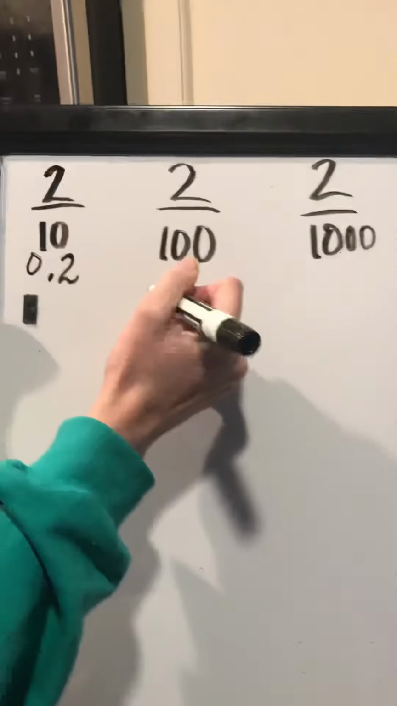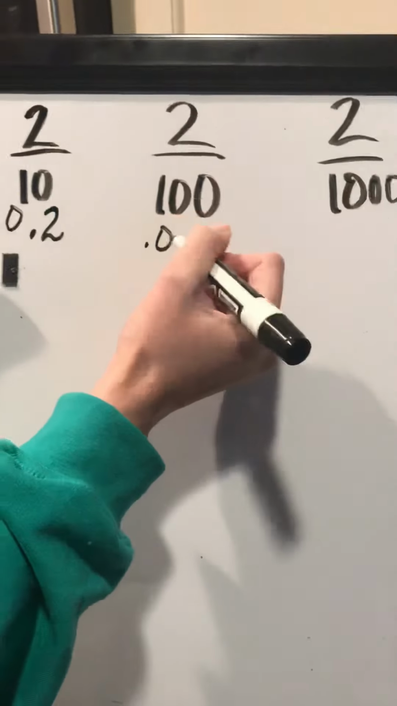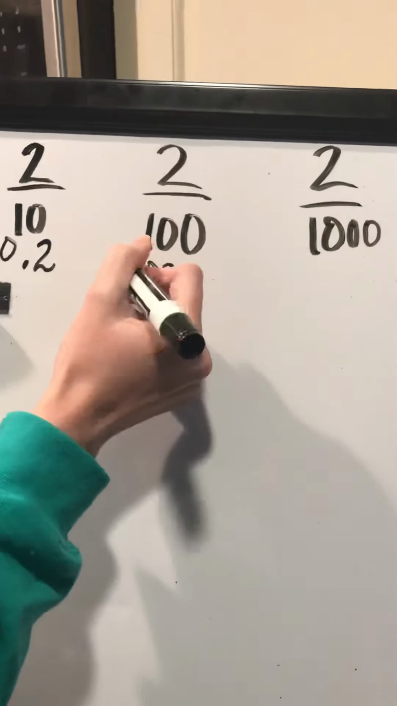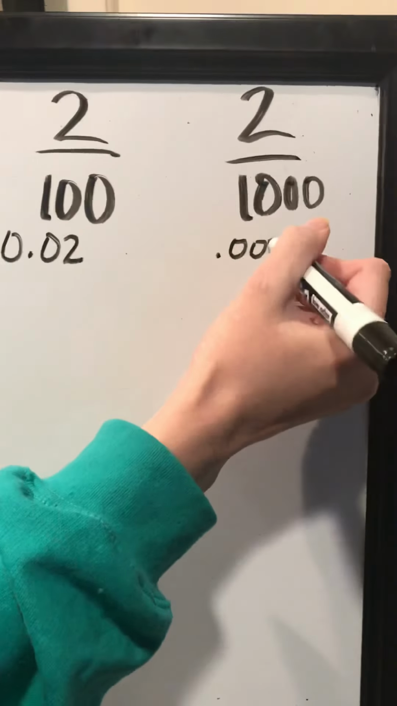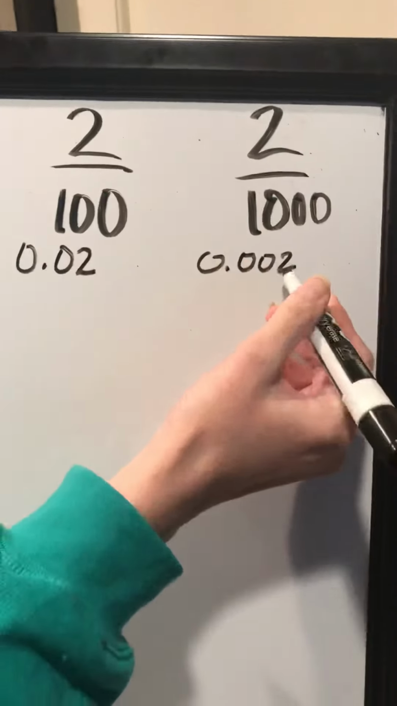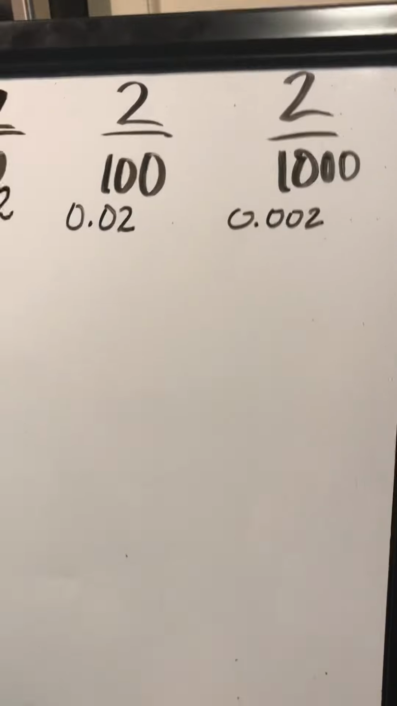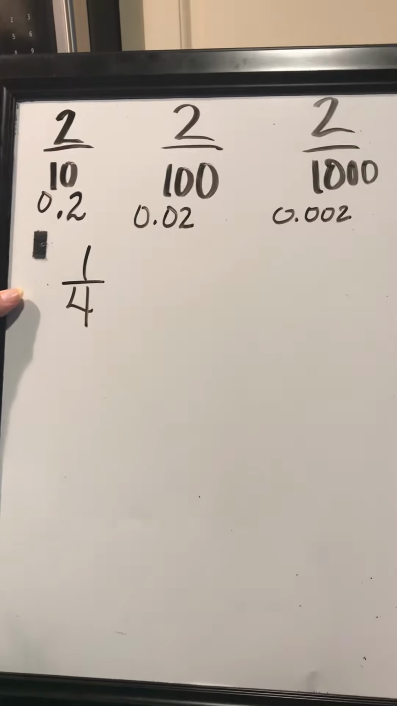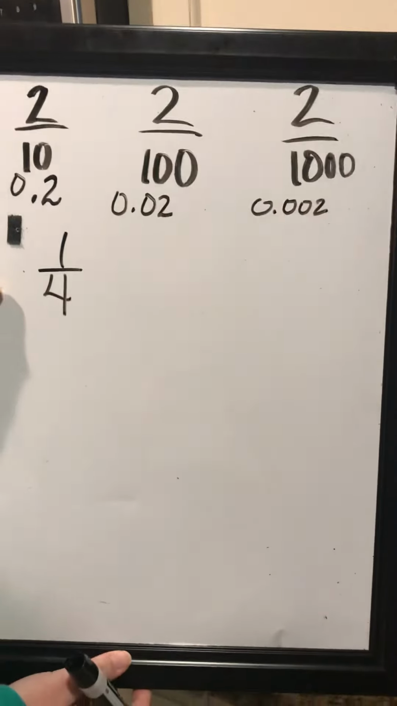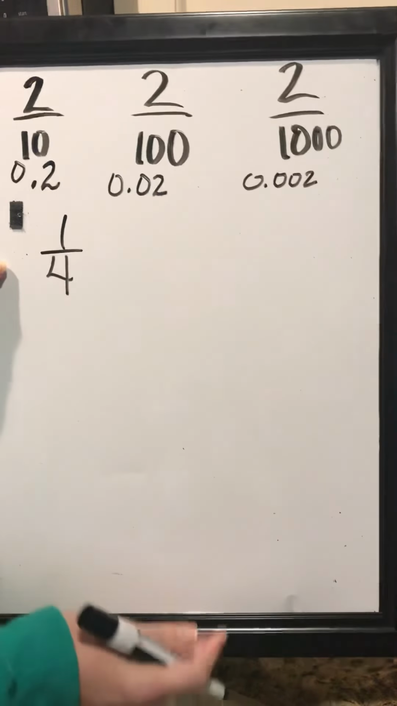And then 2/100 would have a 0 in the tenths place and a 2 in the hundredths place. And then this would be 2,000ths because I've got the 2 in the thousandths place. So my 1/4 a cup of sugar, if I wanted to change that to a decimal, there's different ways that I could do it. One of the ways is to divide.